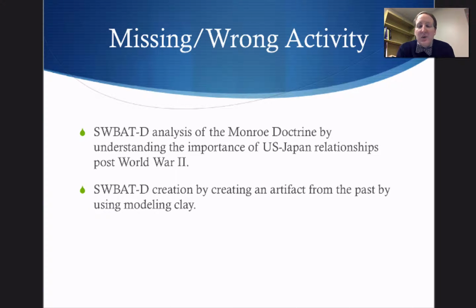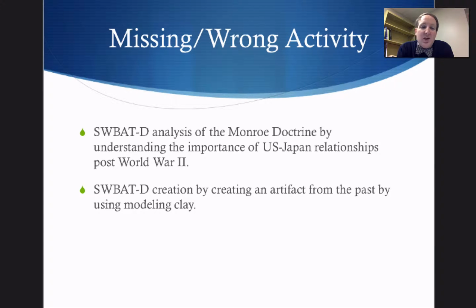Okay, the next one, with a missing or wrong activity. Student will be able to demonstrate analysis of the Monroe Doctrine by understanding the importance of U.S.-Japan relationships post-World War II. And you might say, well, there's an activity there. They're understanding the importance. Okay, show me what understanding the importance of U.S.-Japan relationships looks like. It doesn't look like anything because it's an internal process. It's not an activity. So there's no activity in this objective. It looks like there is, but there's not.